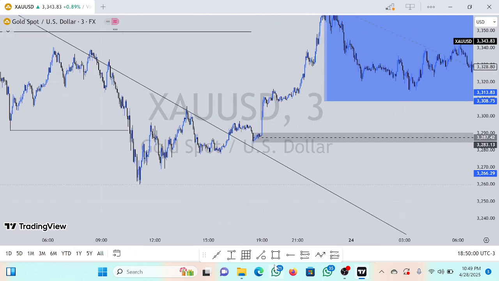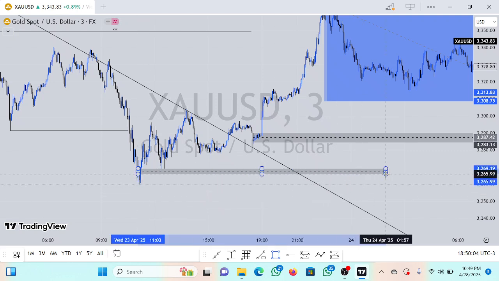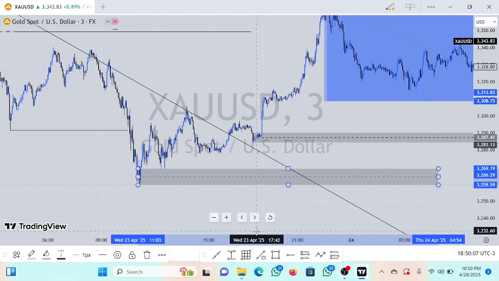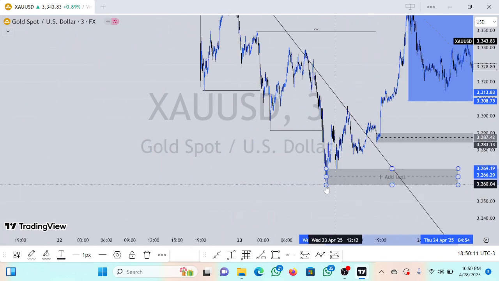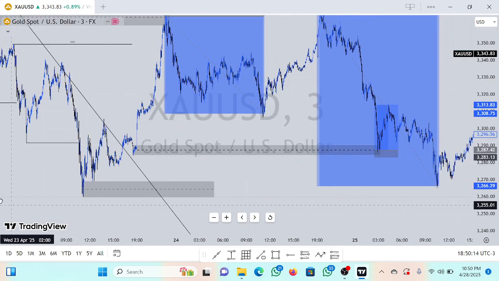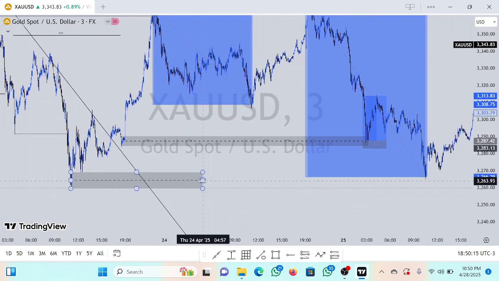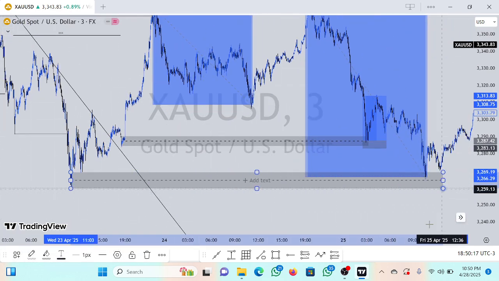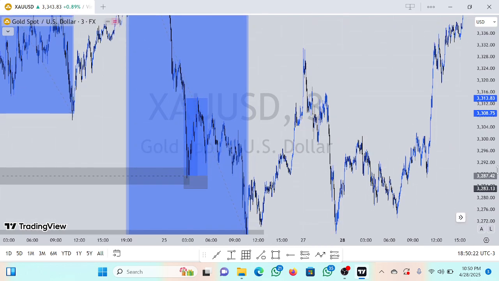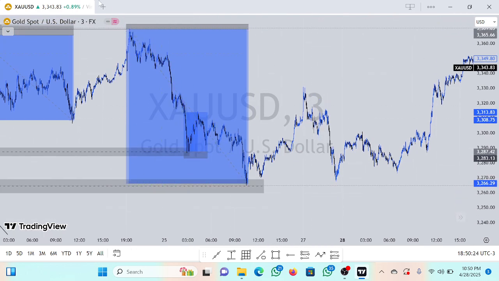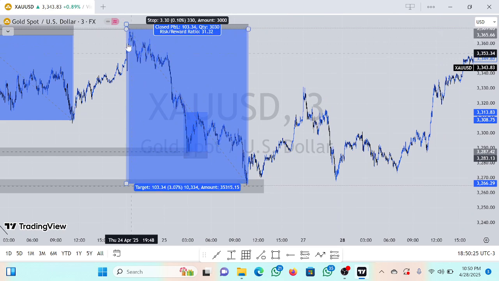So this is our last block, which the market actually bought. Coming here, we can see a series of lower high, lower low, lower high, lower low, lower high, lower low, lower high, lower low.